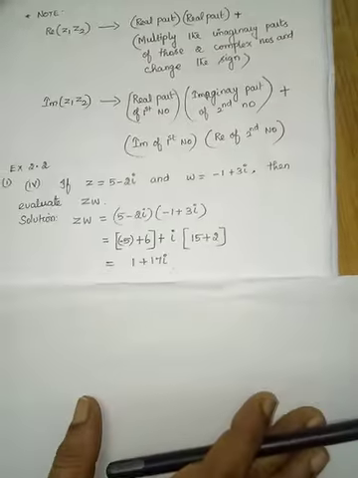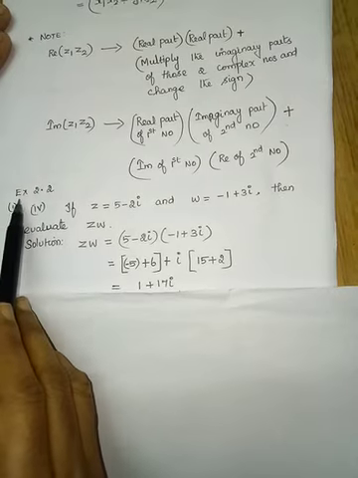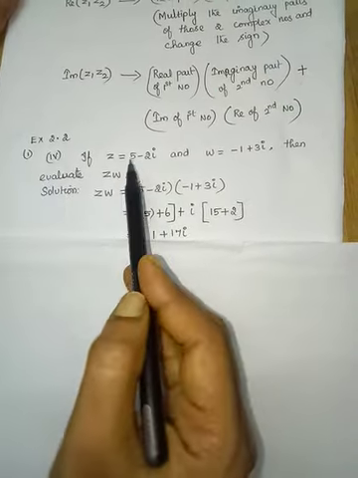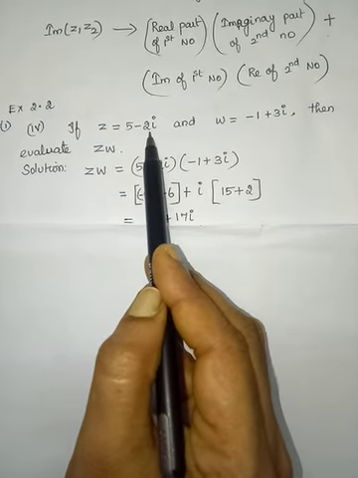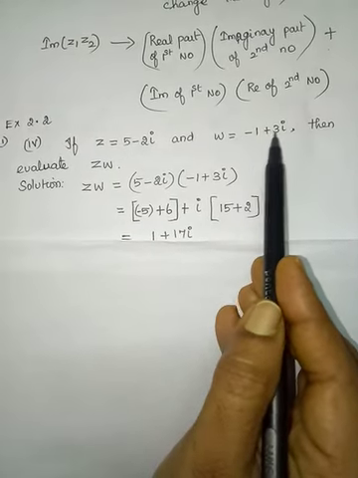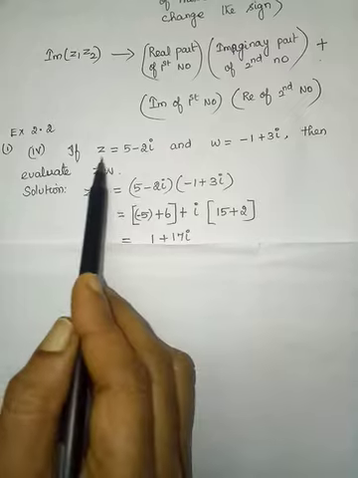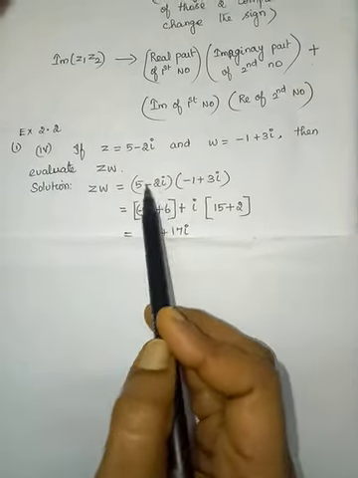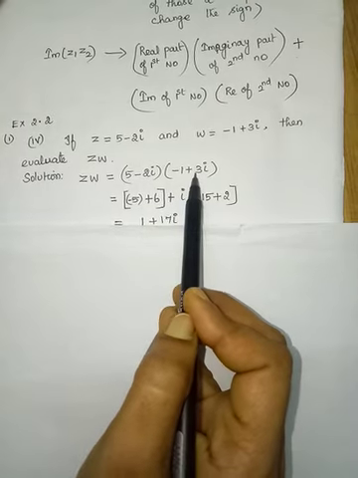Okay, see I have given this example here. I have taken this problem, exercise 2.2, first problem, fourth subdivision. Z is equal to 5 minus 2i and w is equal to minus 1 plus 3i. Then how to evaluate ZW? ZW is a multiplication of these two complex numbers. So I have written the product here.